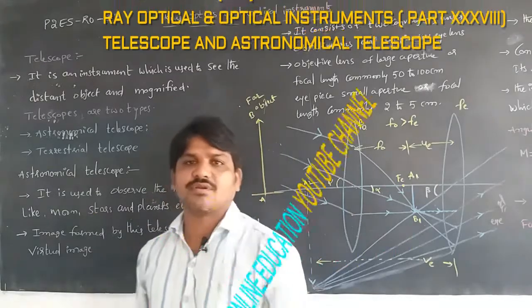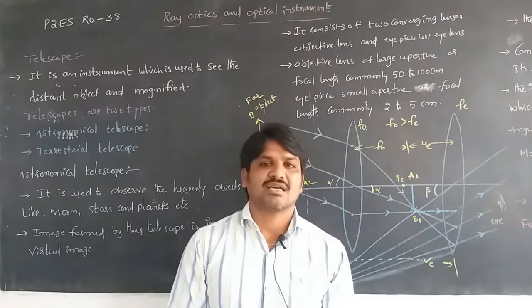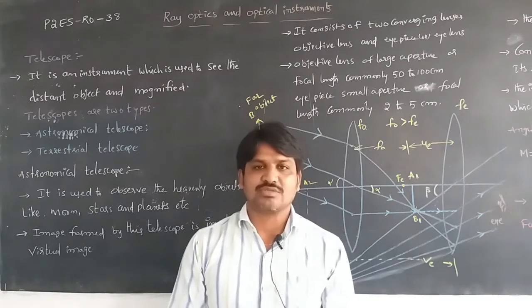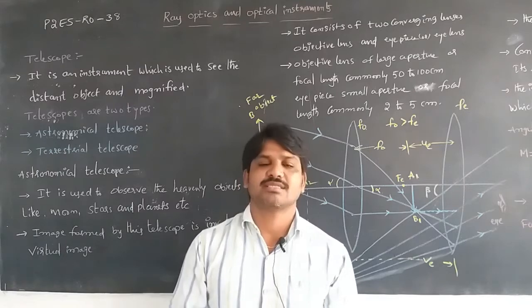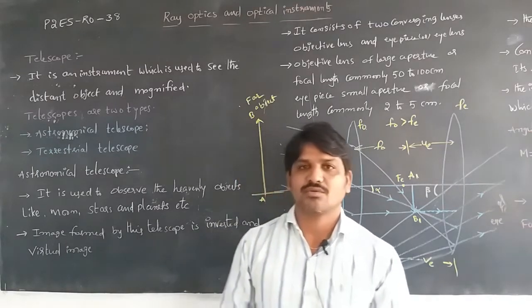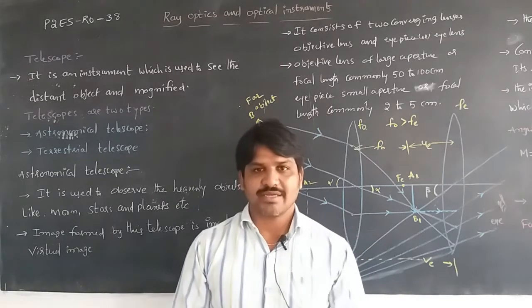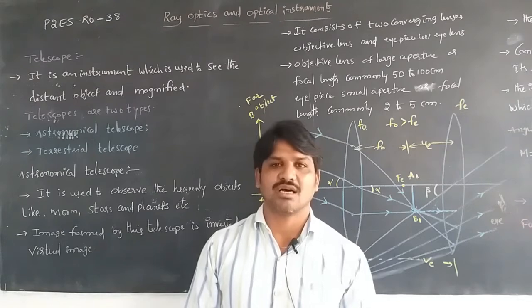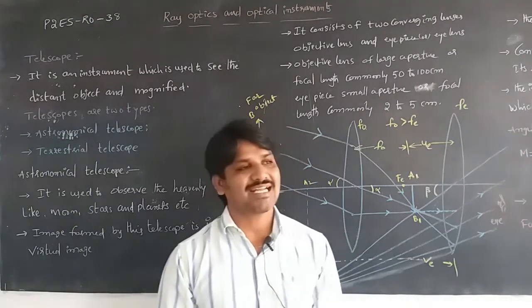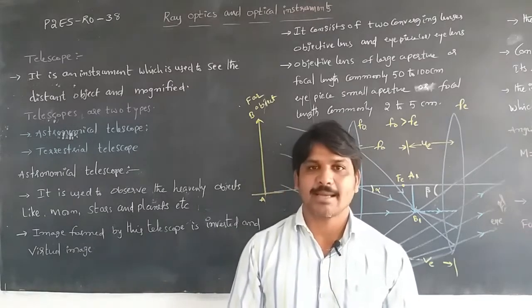In the earlier video, we discussed the simple microscope and compound microscope, used to see smaller, faint objects clearly by magnifying their size. Now we are going to discuss the telescope. A telescope is a device or instrument which is used to see heavenly objects, meaning distant objects, clearly and magnified.